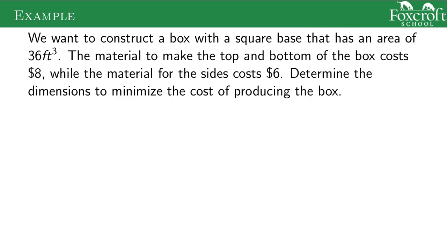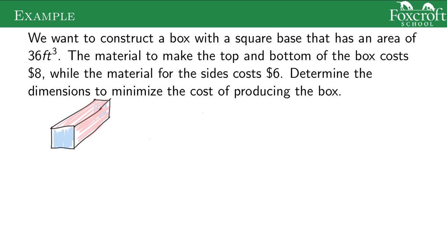All right, one more. We want to construct a box with a square base that has a volume of 36 feet cubed. Looking at the square base of a box, it looks something like this. The total is 36 feet cubed. That tells us how much it's going to cost to make the top. The ends at the back are going to cost $8 per square foot, and these sides are going to cost $6 per square foot. I want to find the dimensions of the box to minimize the cost of producing it.